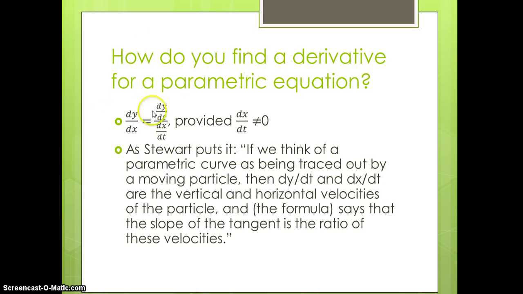In our case, since we are dealing with this third parameter, time, our new formula for the derivative of a parametric equation would be dy dt over dx dt, as long as dx dt is not 0. As the Stewart book puts it, if we think of a parametric curve as being traced out by a moving particle, then dy dt represents the vertical velocity of the particle, and dx dt represents the horizontal velocity of the particle. And so dy dx represents the slope of the tangent, involving the ratio of those two velocities.